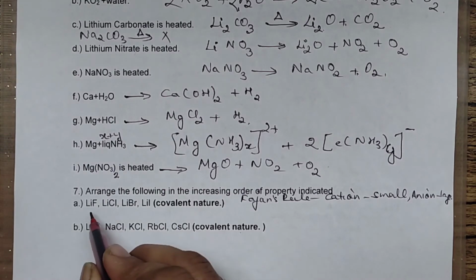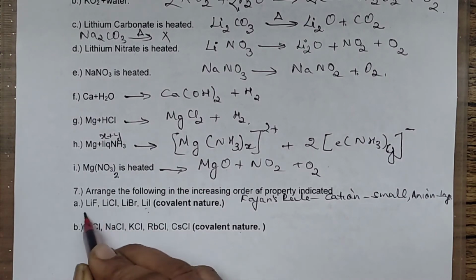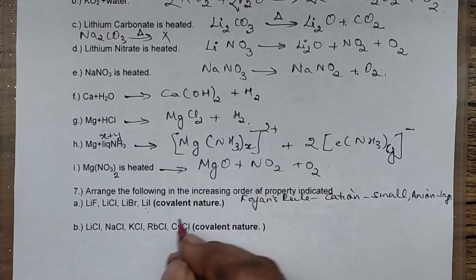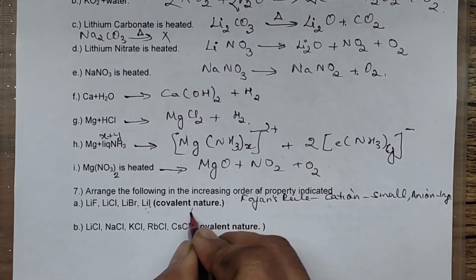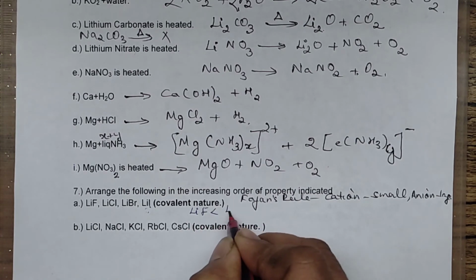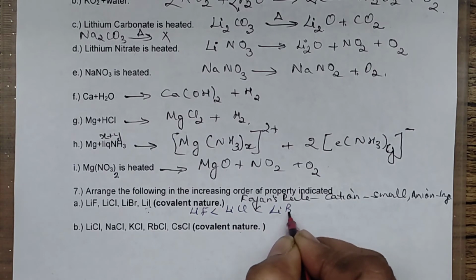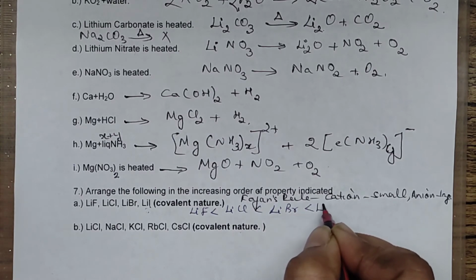So in this case, the central atom is the same. When the central atom is the same, observe the anion. So I is the largest one, the largest anion. So LiF will be least covalent. Then you have LiCl and then LiBr, and the maximum will be LiI.